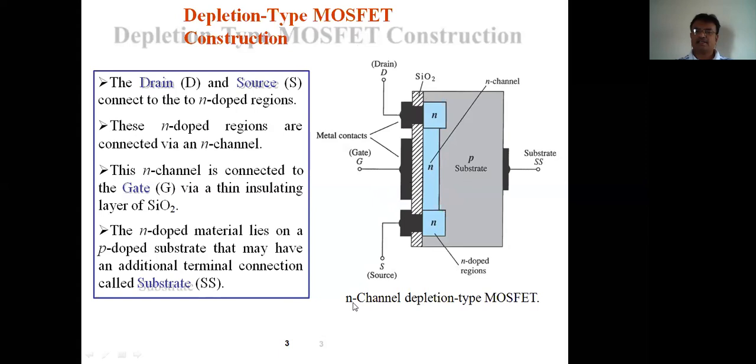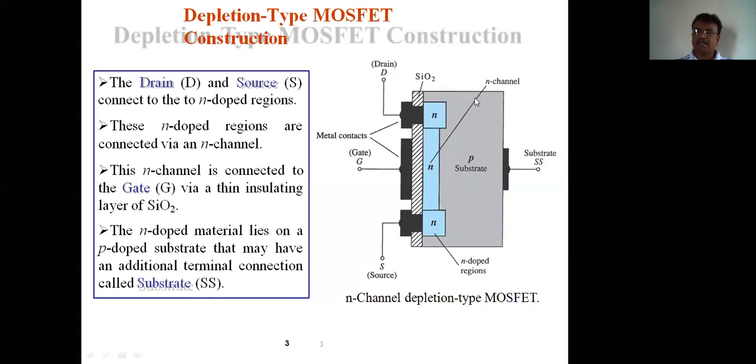Always, unless otherwise specified, everyone selects N channel. At the end of the session, I will tell you the difference between N channel and P channel. This is N channel depletion type MOSFET. If it is N channel, always we will have a P substrate, a very wide P substrate. Just opposite to the N is P. So N channel means we will have a P substrate. The N channel is always present on the P substrate.